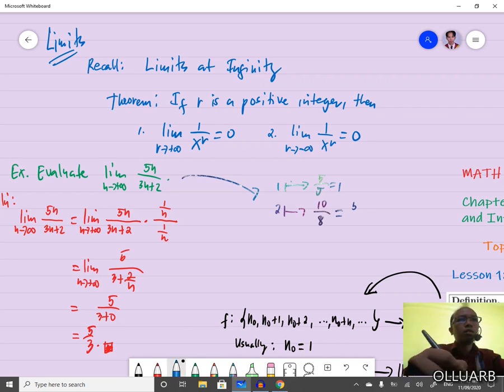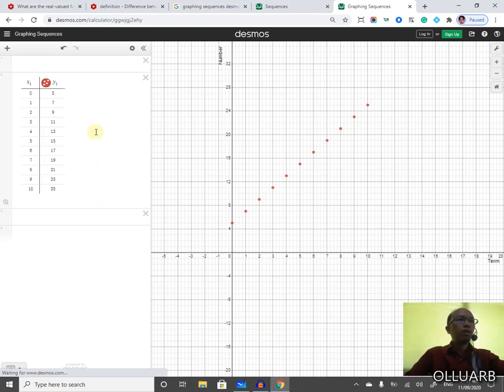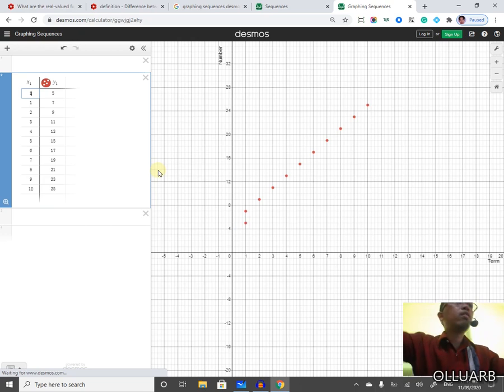Let's try to use another one. When n is equal to 3, we have 3 times 5, 15, over 3 times 3, 9, plus 2, 11. Okay, that one. So let's try to graph this one. When it is 1, then it is mapped to 1.